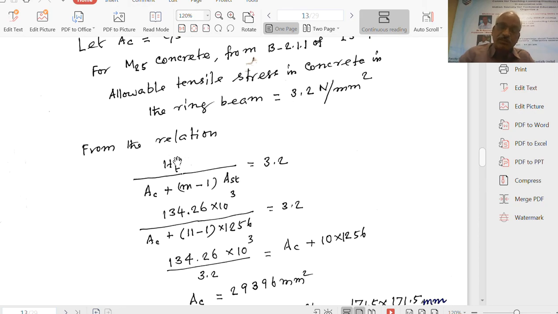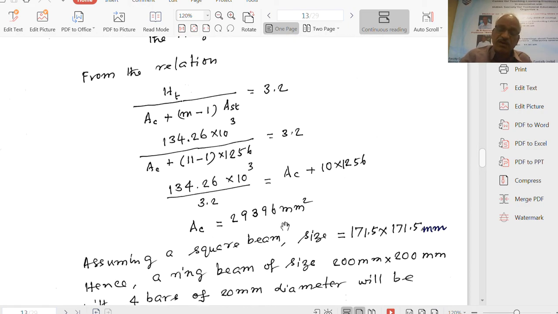So this HT is known. Area of concrete we are going to find out. Area of steel we have already completed: 4 bars of 20 mm diameter. Modular ratio for the given concrete grade is known, 280 by 3 times sigma CBC, that is also known. So we can find out the area of concrete, which is 29,396 mm square. From this you find the size of the ring beam, which is 171 by 171. Let us assume a ring beam of size 200 mm by 200 mm.